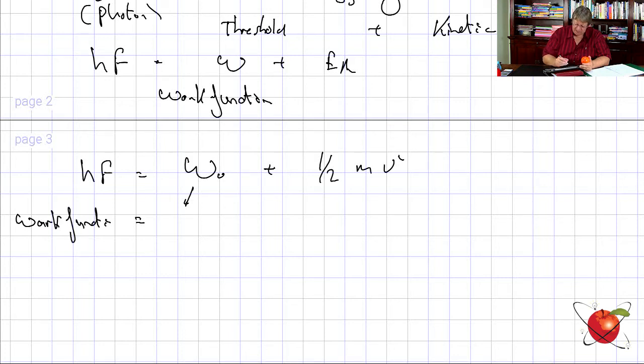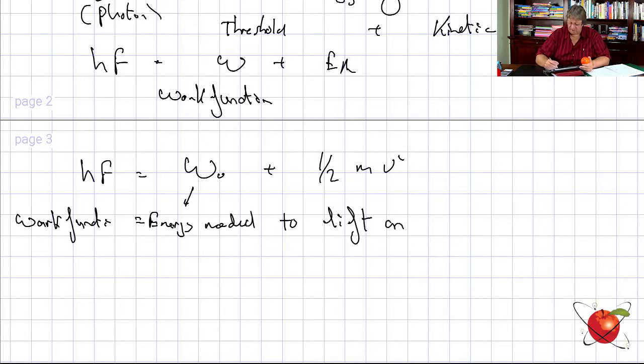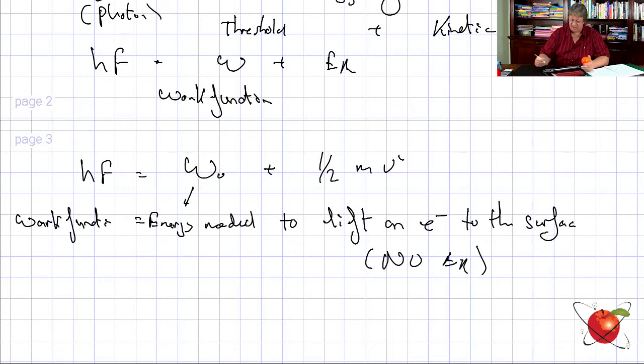Work function is the energy needed to lift an electron to the surface, but no EK. It doesn't get the electron to move.